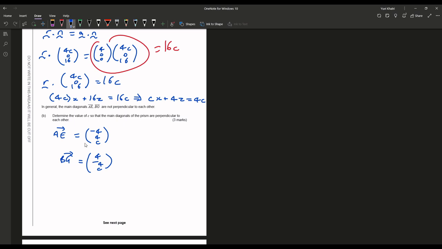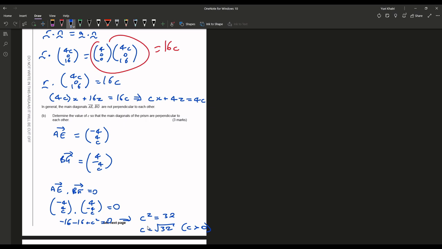Now, these two need to be perpendicular, which means their dot product needs to be 0. AE dot BG equals 0, right? So (-4, 4, c) dot (4, -4, c) equals 0. We get negative 16 take 16 plus c squared equals 0. So c squared equals 32 and c equals root 32, because we know that c is greater than 0. And that is our answer for part B.